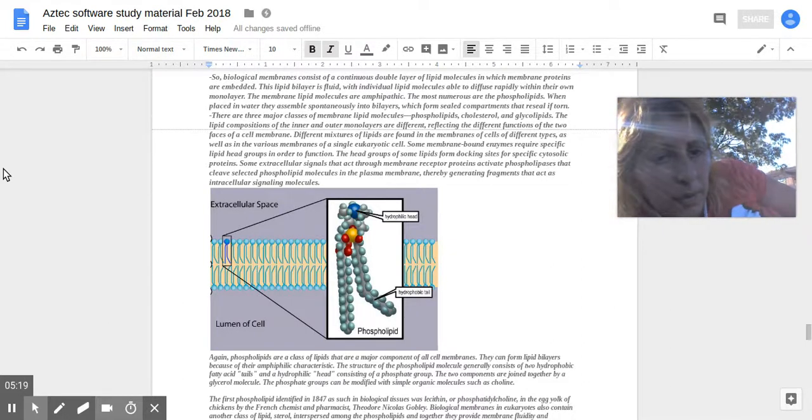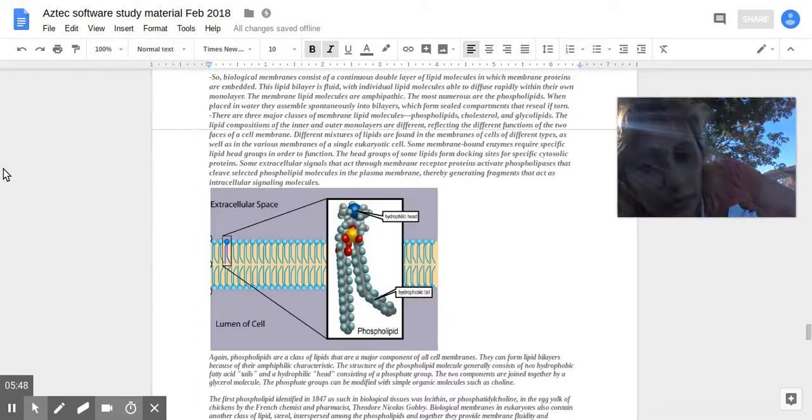Some membrane-bound enzymes require specific lipid head groups in order to function. The head groups of some lipids form docking sites for specific cytosolic proteins. Some extracellular signals that act through membrane receptor proteins activate phospholipases that cleave selected phospholipid molecules in the plasma membrane, thereby generating fragments that act as intracellular signaling molecules.